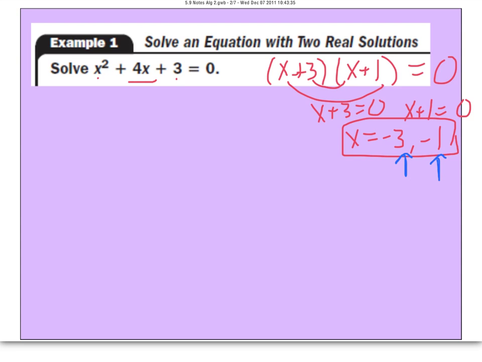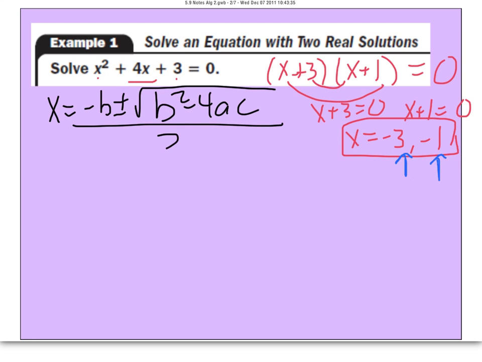So I'm going to review the song again and write down the formula. So join me if you want. It goes x equals negative b plus or minus the square root of b squared minus 4ac all over 2a. All right, now let's jot down a, b, and c. So if I look at this equation, a is the number in front of x squared, it's a 1. b is the value in front of x, it's a 4. And c is the number by itself, which is 3. And all you do is plug it in and simplify.